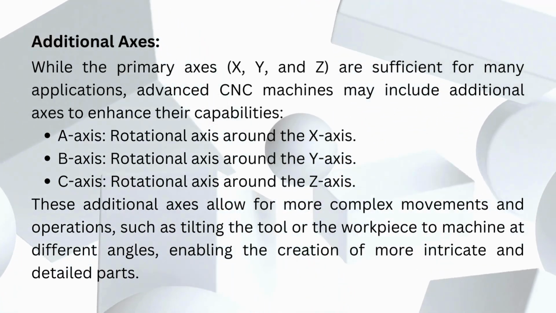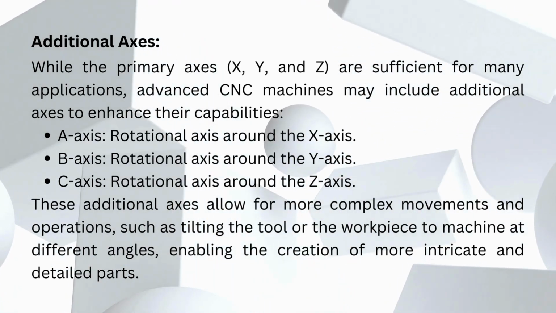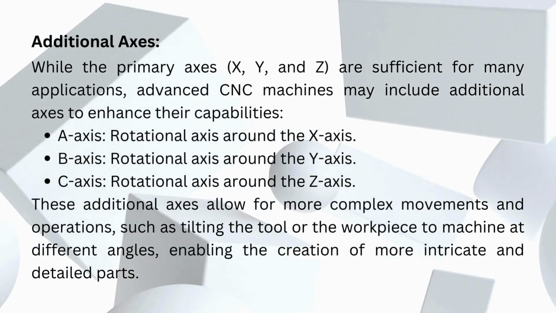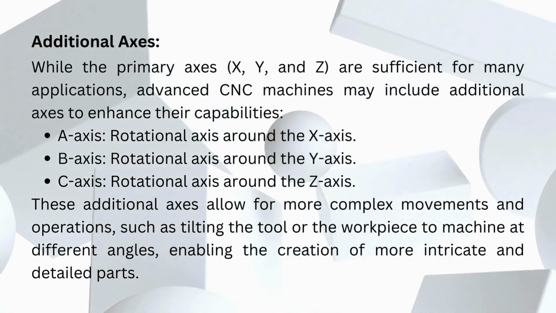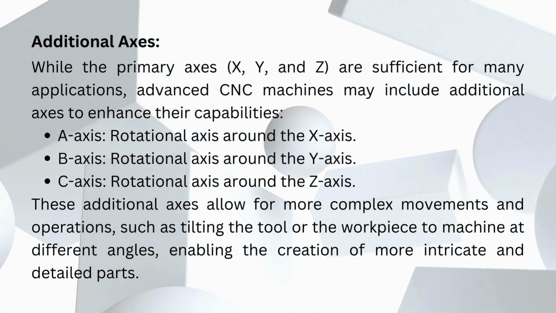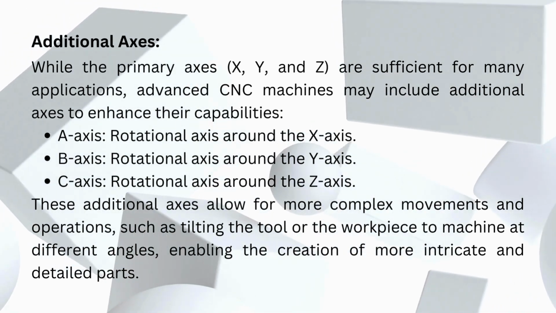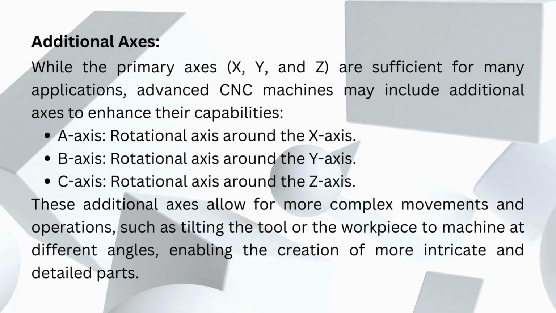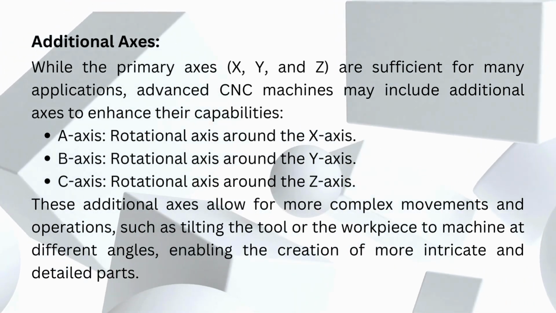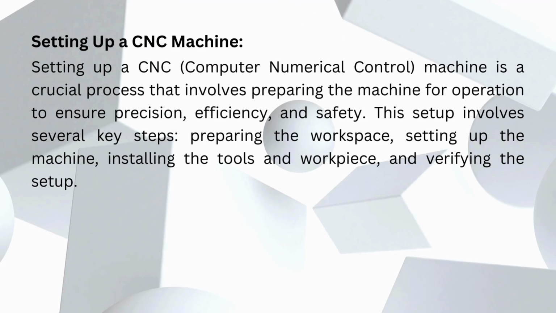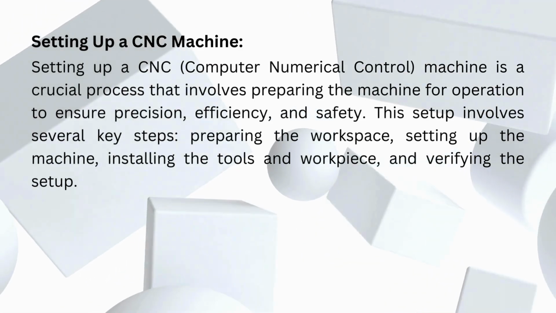A-axis, rotational axis around the X-axis. B-axis, rotational axis around the Y-axis. C-axis, rotational axis around the Z-axis. These additional axes allow for more complex movements and operations, such as tilting the tool or the workpiece to machine at different angles, enabling the creation of more intricate and detailed parts. Setting up a CNC machine.